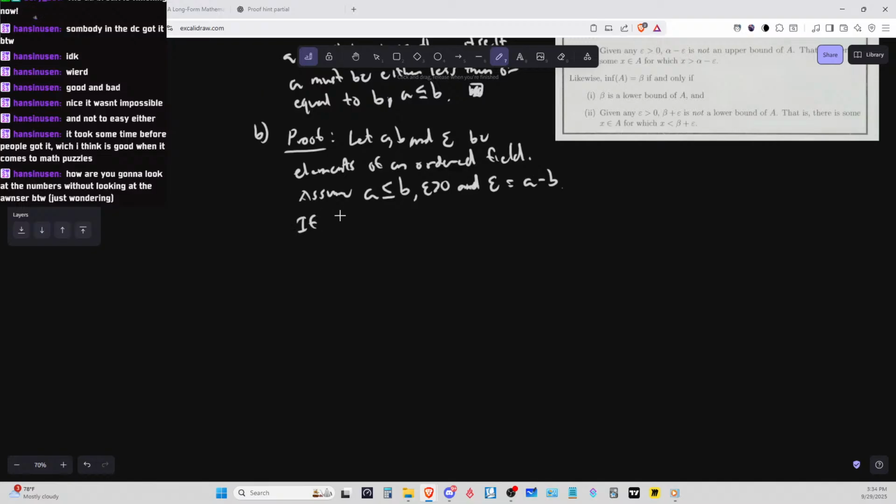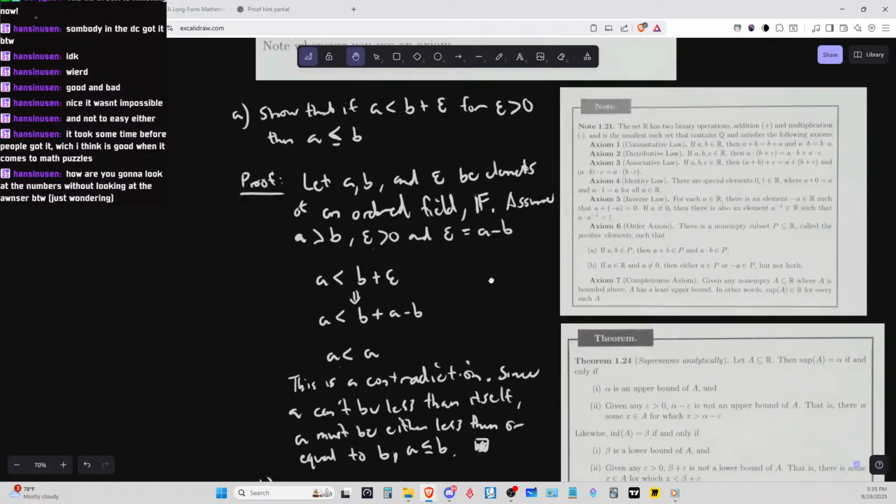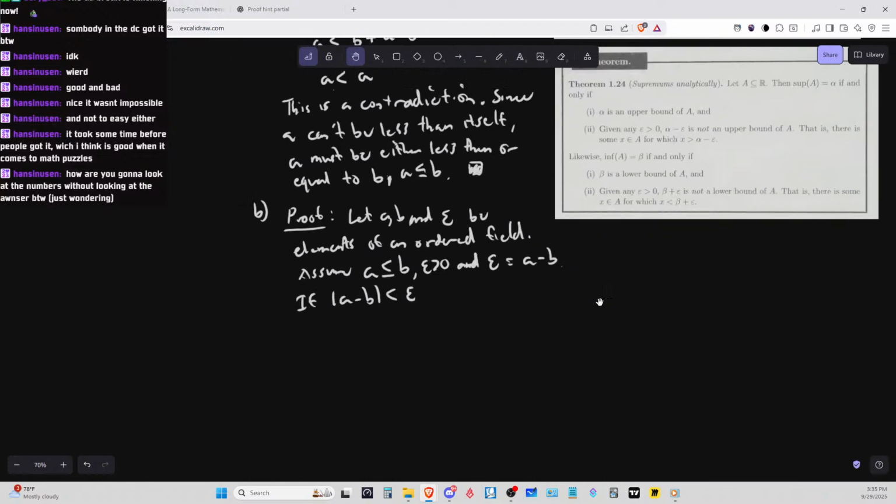If the epsilon is less than epsilon or greater than epsilon? Less than epsilon. Then we have two cases.